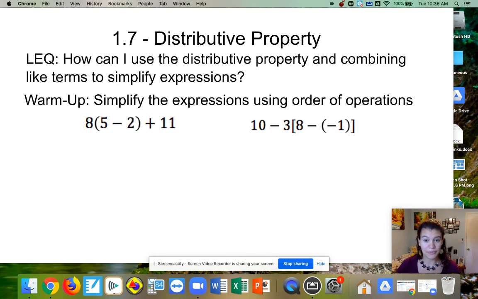All right, so today we're going to have the distributive property. So how can you use the distributive property to combine like terms to simplify expressions? So quick warm up on the order of operations. You can do these two examples. Pause the video, do them, and then I'll talk through them.